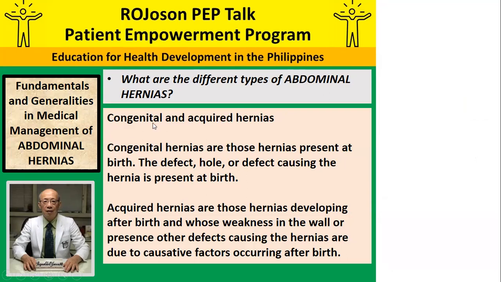Then as to the congenital versus the acquired hernias, congenital hernias are those hernias present at birth. So if we were born with a hernia, that's what we call congenital hernias. So the hole or defect causing the hernia is present at birth. In contrast, acquired hernias are those hernias developing after birth, and whose weakness in the wall or the presence of other defects causing the hernias are due to causative factors occurring after birth.